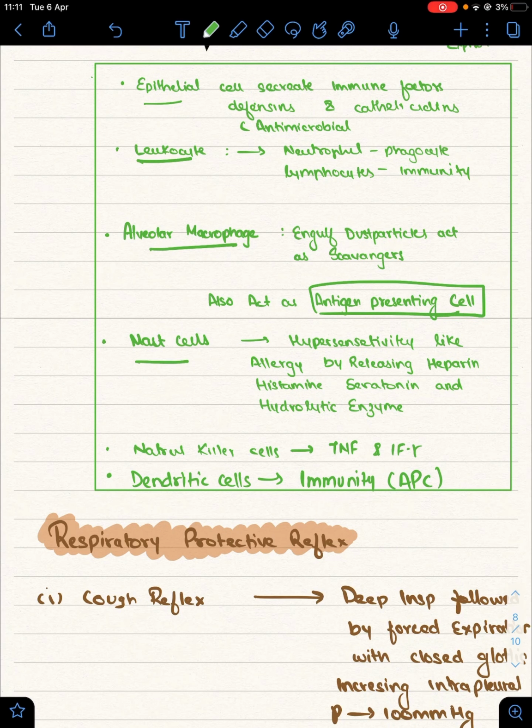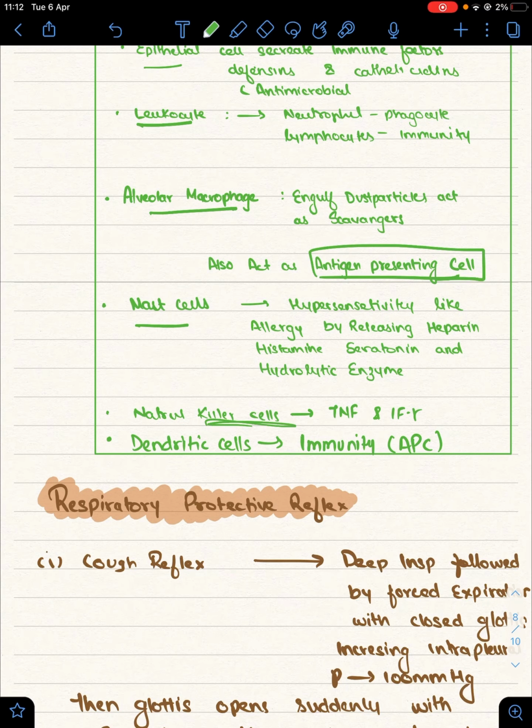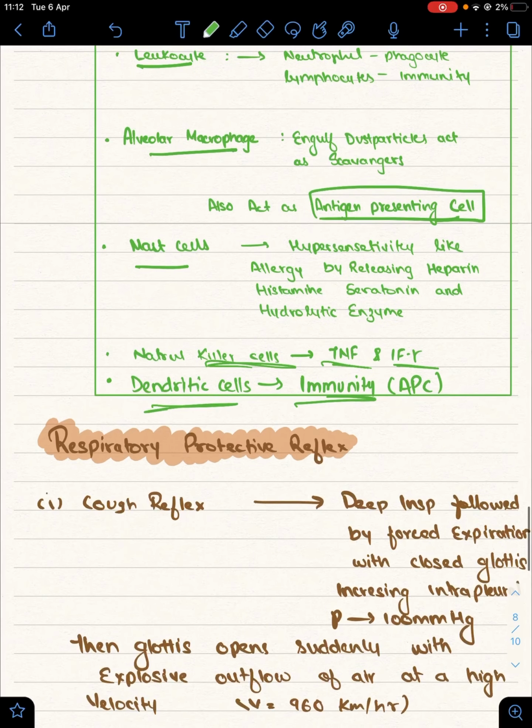After that, mast cells. As you know, mast cells are large cells resembling basophils, and they produce hypersensitivity reactions like allergy and anaphylaxis. Also, they secrete heparin, histamine, serotonin, and hydrolytic enzymes. Also, defense is through natural killer cells which release TNF and interferon gamma, and dendritic cells also play an important role in immunity, and are APCs, antigen presenting cells.